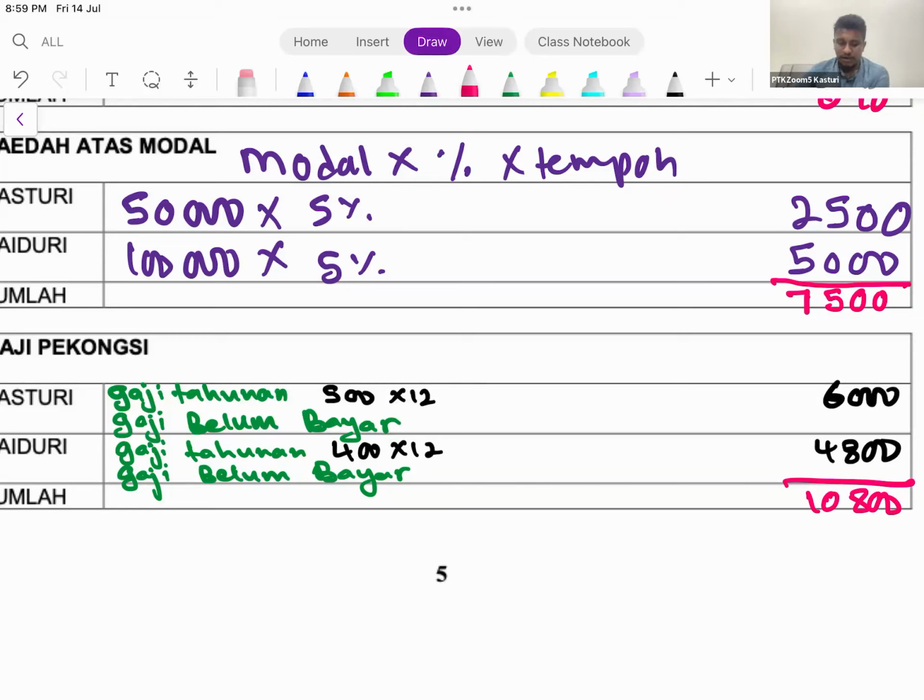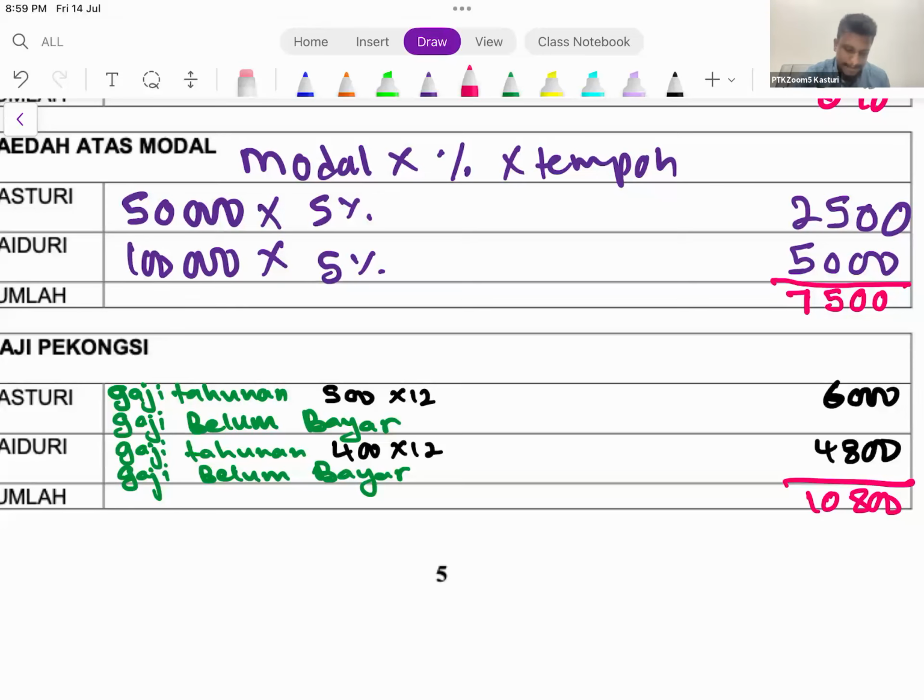Okay. Only the gaji tahunan we will total up. The gaji belum bayar, just calculate and keep. Later we will use it, because later we will use. Get or not?